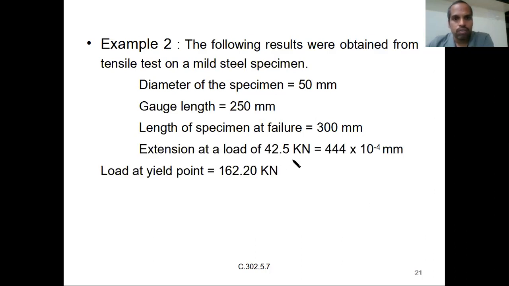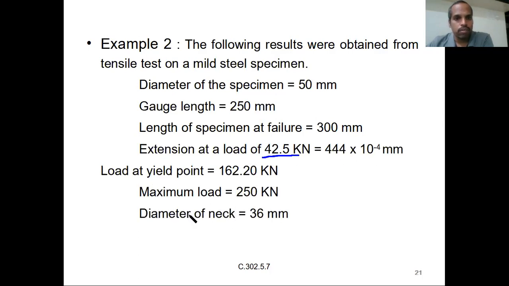Extension at a load of 42.5 kilonewton is equal to 444 into 10 to the power of minus 4. Right. At this load, this is the extension. Load at yield point, maximum load, and diameter of neck, which means before failure a neck forms. We have discussed this in the tension test, in the stress strain diagram: a neck will be formed before failure. That neck diameter is 36 mm. Factor of safety is 3. These are the given results.